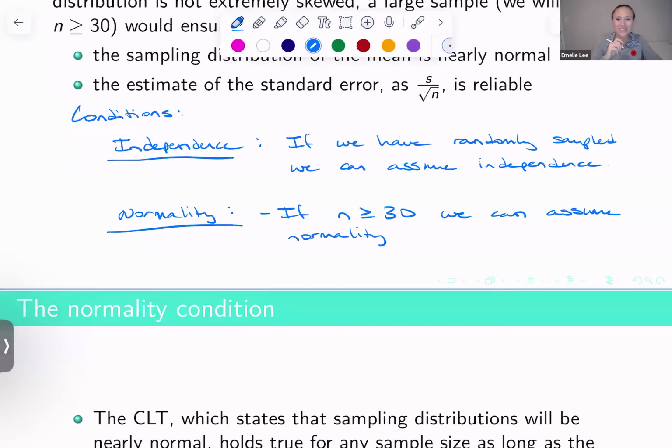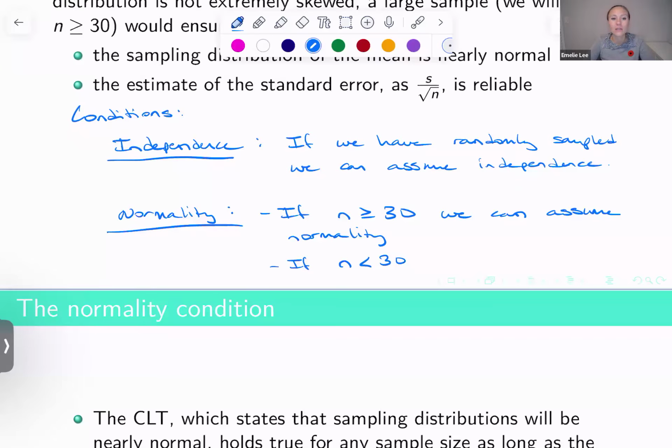We're assuming it's not terribly skewed and things like that, because then you need a bigger sample size. But for us in this course, let's just keep it nice and simple. Okay. So what if the sample size is less than 30? That can happen, right? And so if n is less than 30, we have to check the distribution and make sure that the distribution looks approximately normal.